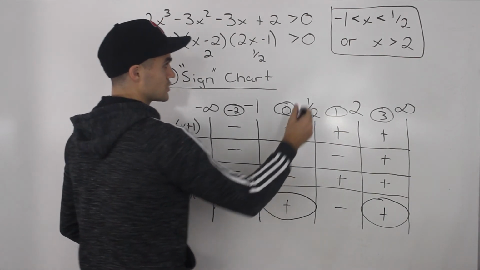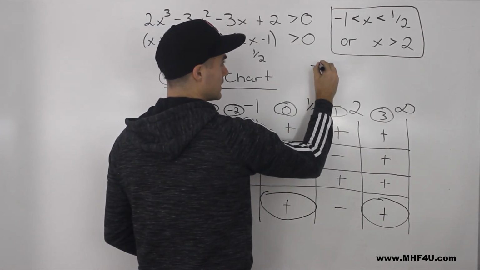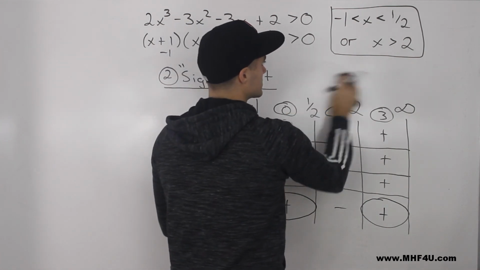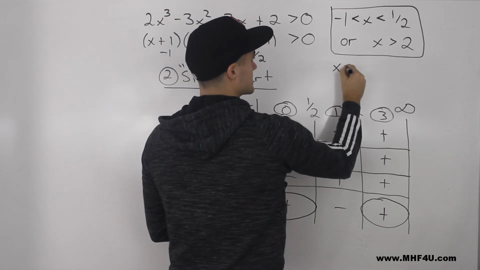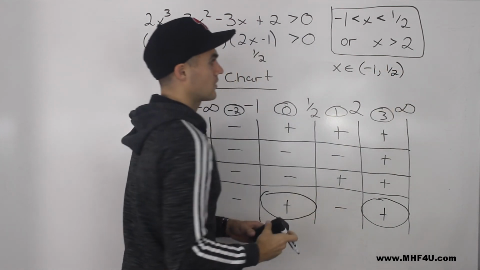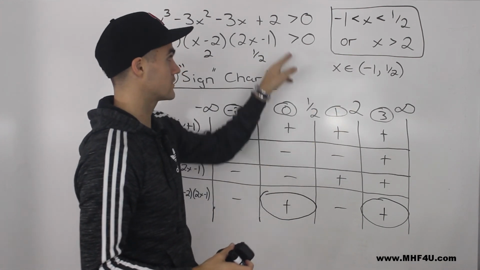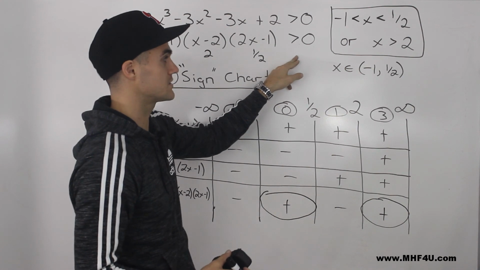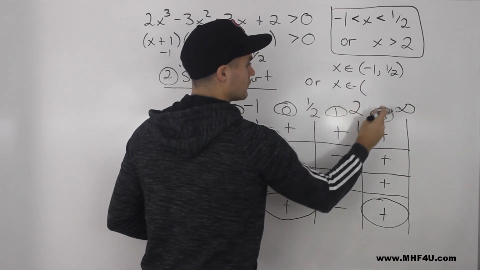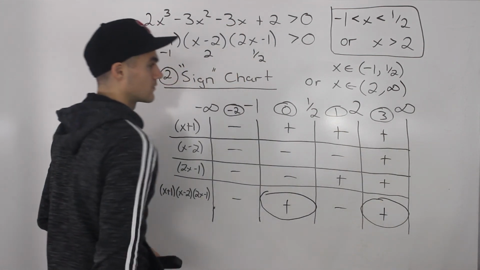Let's put this in set notation. So basically, this polynomial is positive when x is between -1 and 1/2, and we would put that, actually, you know what? Let's write it over here. So when x is an element between -1 and 1/2, notice how we are putting circle brackets, right? Because it's not inclusive of the -1 and 1/2, because this is just greater than 0, not greater than or equal to 0. Or when x is an element from 2 to infinity, this interval right here, right?